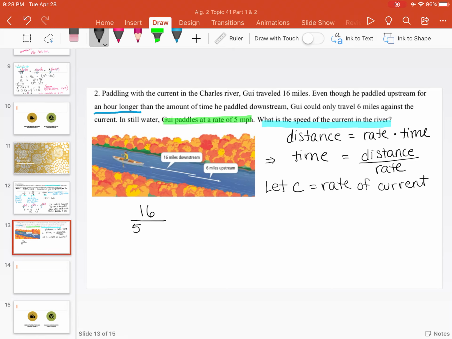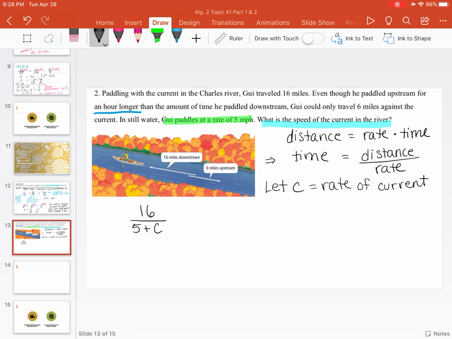It's just that when Guy is paddling with the current, he has to incorporate the rate of the current and the 5 miles per hour rate that he himself paddles. So we're going to add C here.